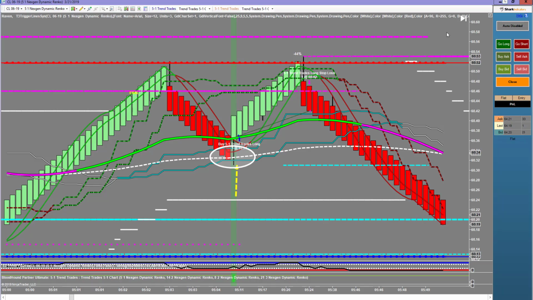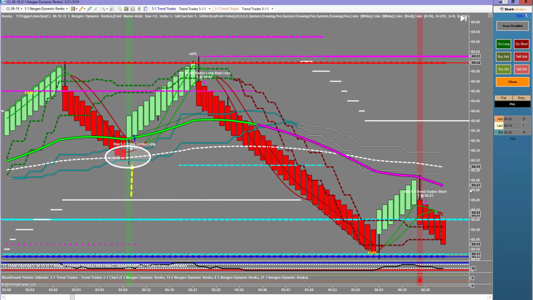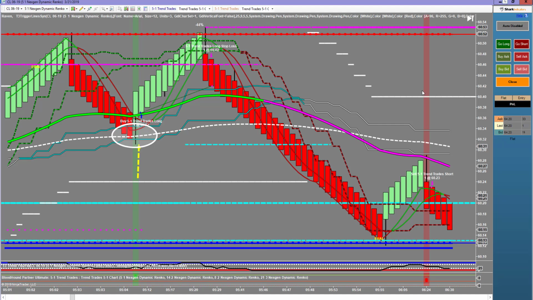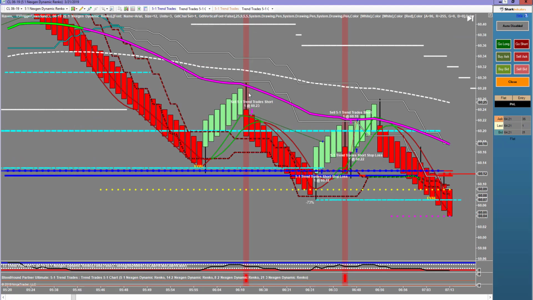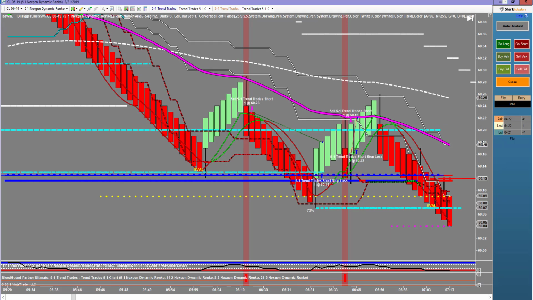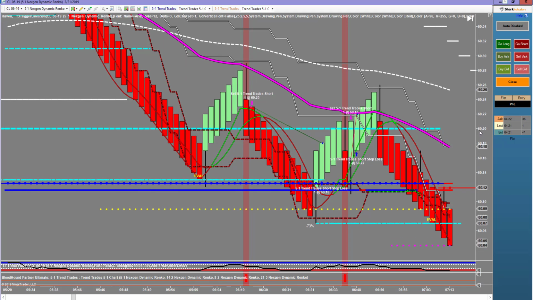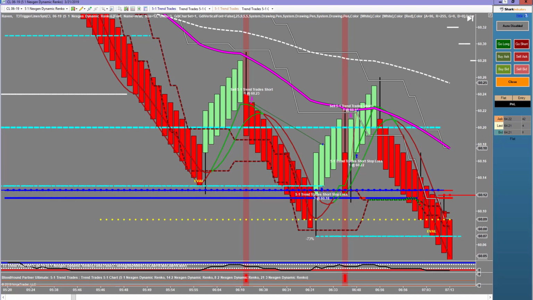All right, let's go forward. Let's just talk about trades. Okay? Trend trade short. Let's say you were going to do this trend trade short, which you probably wouldn't. What's the other portion of a trend trade short, guys? It has to be from an area.